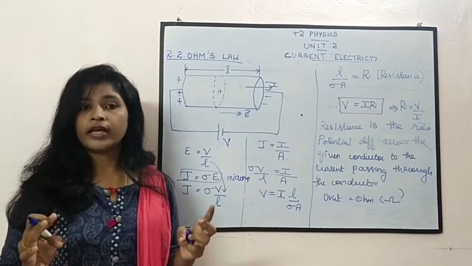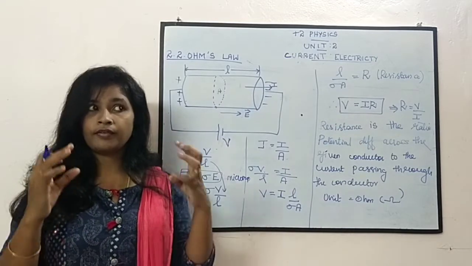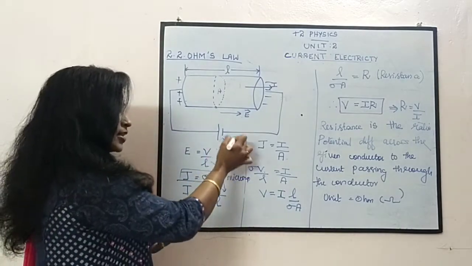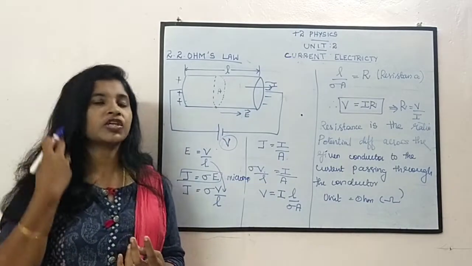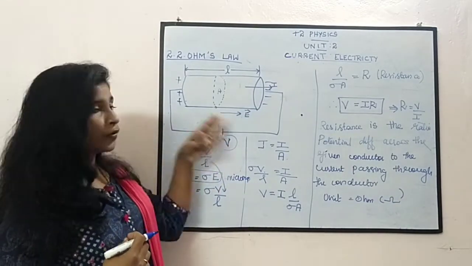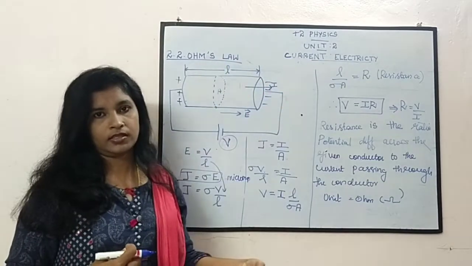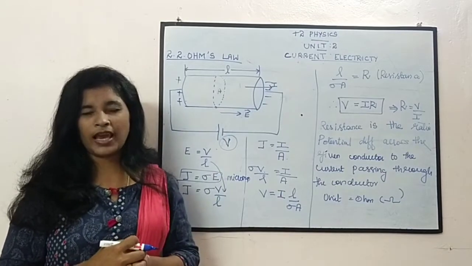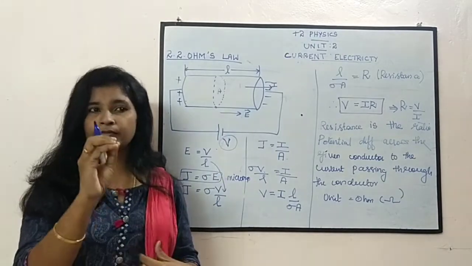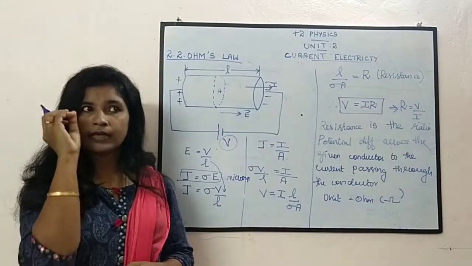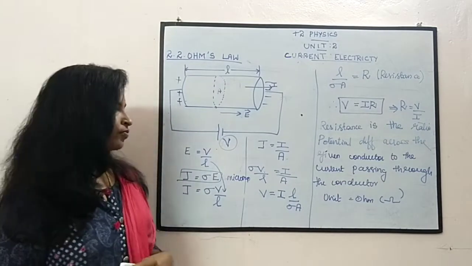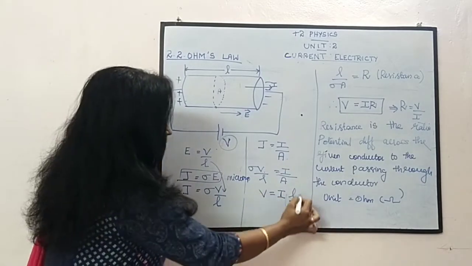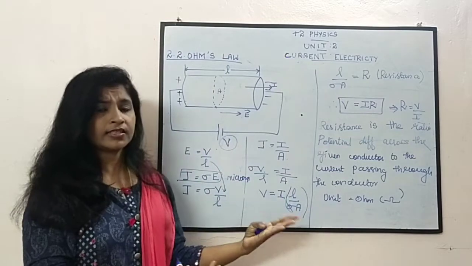We all know what Ohm's law is. Ohm found out experimentally that whenever we increase the potential, the current also increases. Whenever we decrease the potential, the current also decreases, but based on some constant characteristics. Here also we have derived V is equal to I into this value, so we can take this value as a constant.